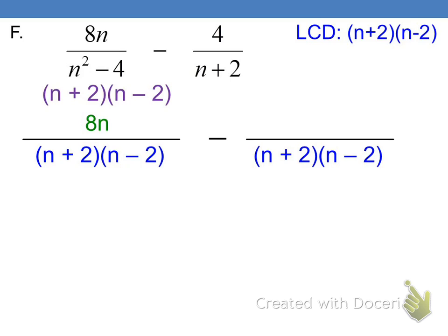All right. What about the n plus 2? You need to multiply it by n minus 2. So you're going to multiply the numerator and the denominator by n minus 2. And up top, you can distribute the 4. 8. So 4n minus 8. All right, questions so far?